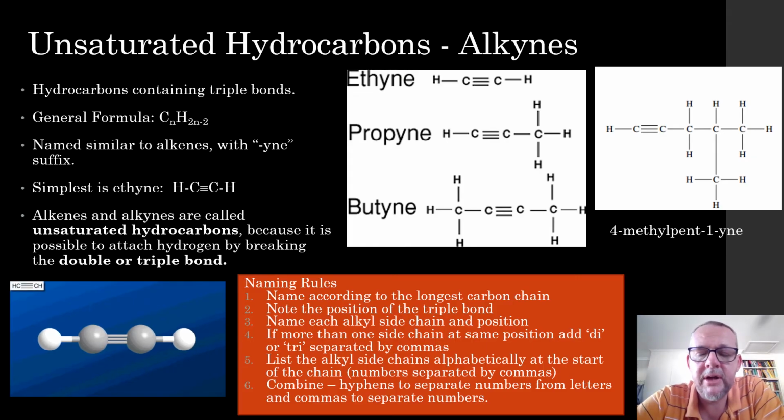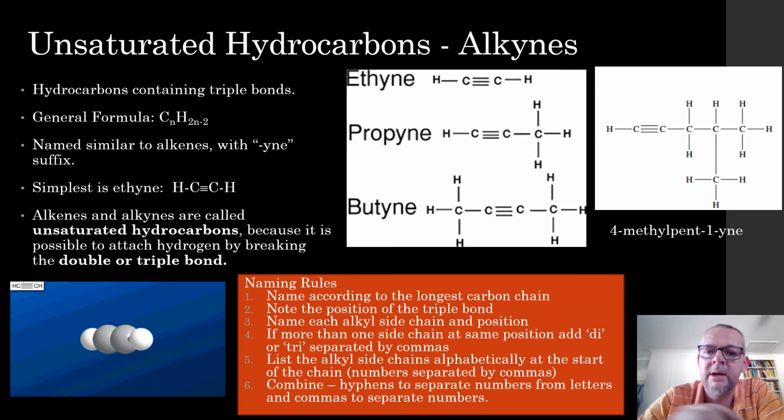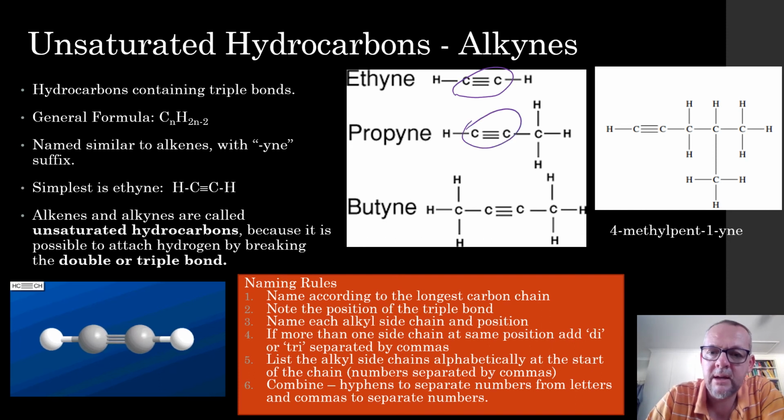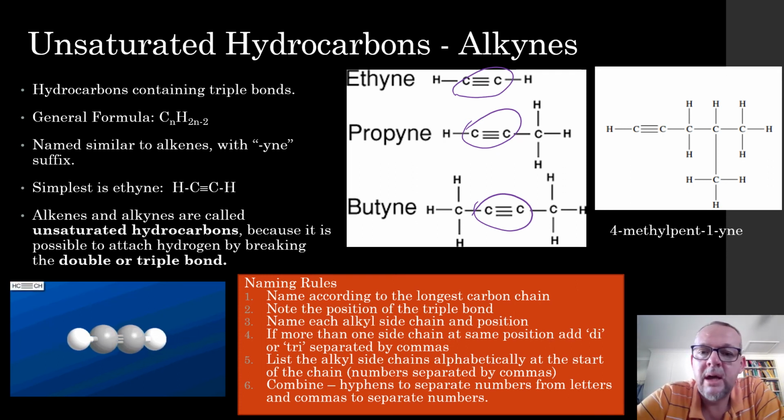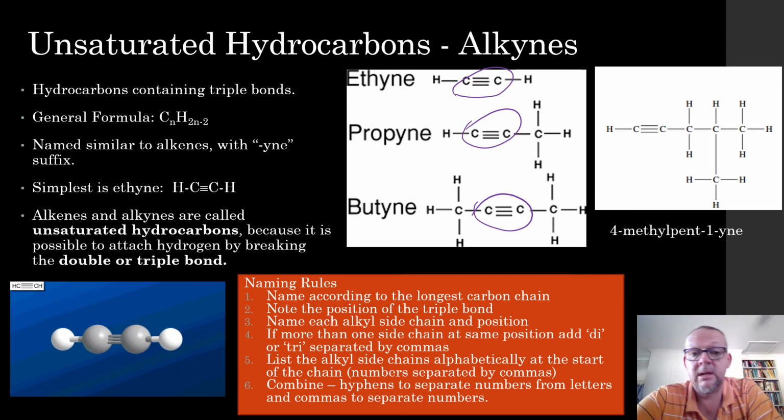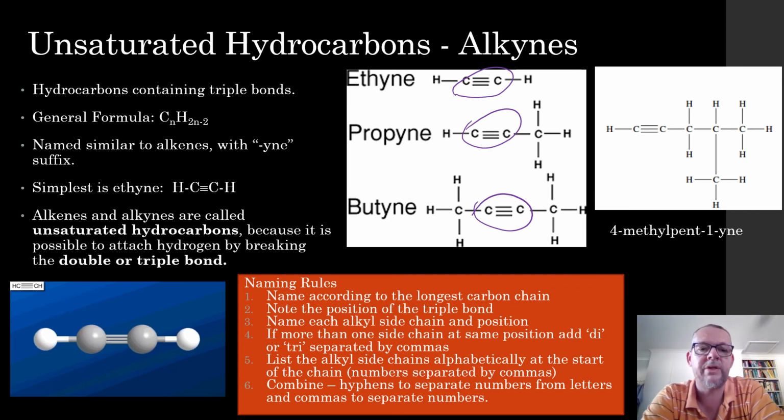Now, alkynes just contain triple bonds. If you have a look here, we've got ethyne, propyne, and butyne, and we can see that we've got triple bonds going on here. Alkynes are hydrocarbons that contain triple bonds. It's going to be very linear around that triple bond, and there's going to be no room for rotation around that triple bond because those two carbons are held very firmly in place. The general formula for an alkyne is CnH2n-2. It's similar naming to alkenes, just with the -yne suffix.